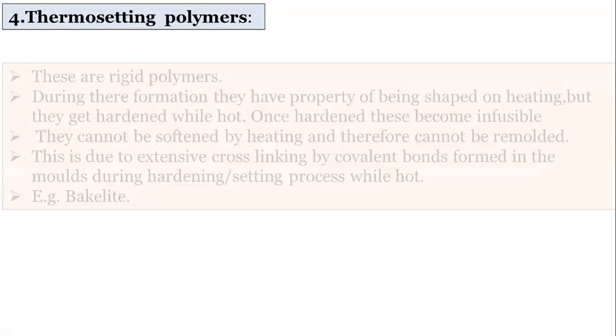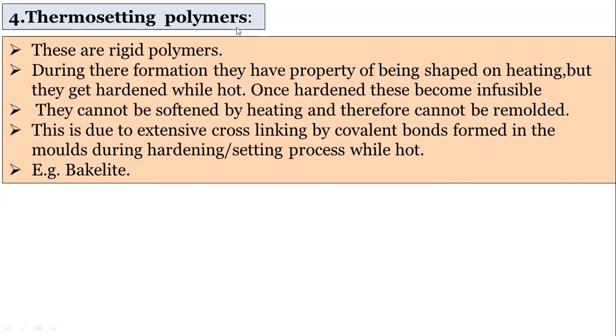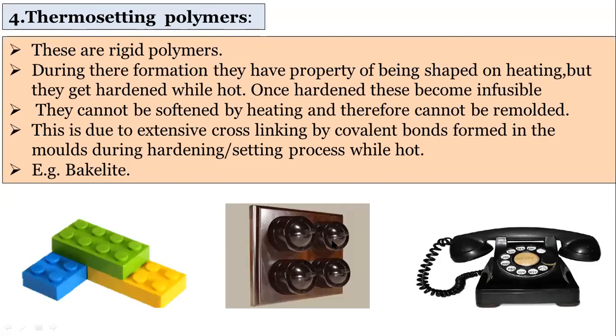These are thermosetting polymers. These are exactly opposite to the thermoplastic polymers. Thermosetting polymers are rigid polymers. Rigid means these are very hard. During the formation of these polymers, they have the property of being shaped on heating, but they get hardened while hot. I will show some examples, then you will understand. So these are the examples of thermosetting polymers.